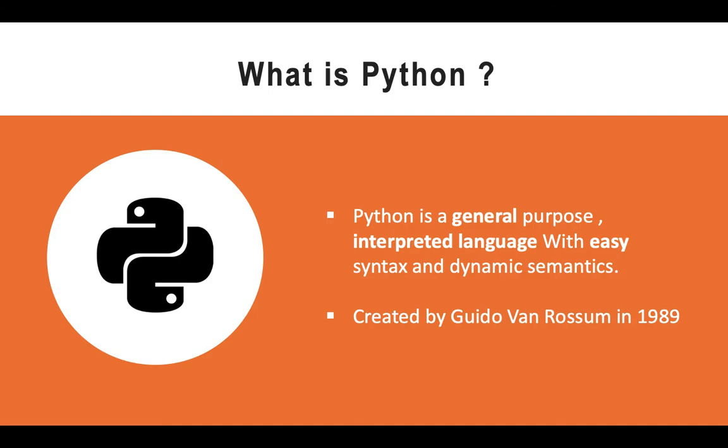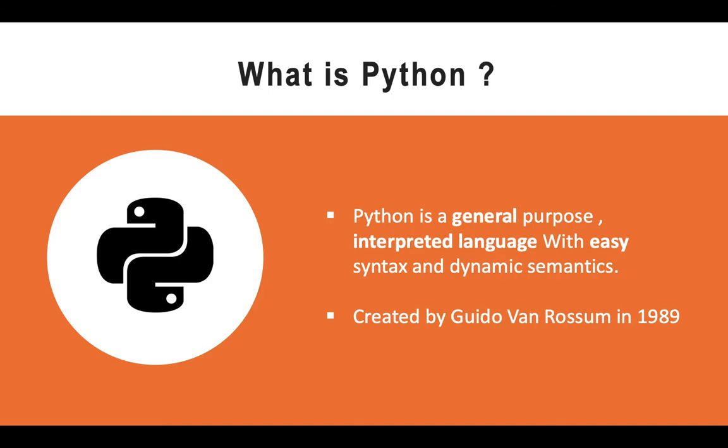and it should be readable and an open source platform, right? And you can see Python is ranked as the third most prominent language, followed by JavaScript and Java, right? In the survey which was held in 2018 by Stack Overflow. Okay, so what is Python? A general purpose interpreted language with easy syntax and dynamic semantics.